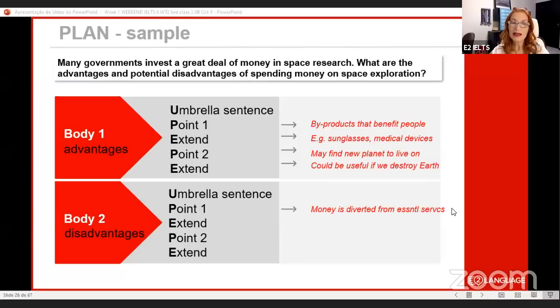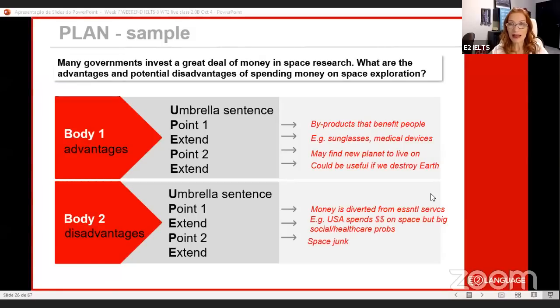Wonderful ideas. Body 2. So money is diverted from essential services. That's one disadvantage. As an example, the example can be fake, so just be careful not to have those very big general examples, like "according to our research" and so on. You should try to make your example a little bit more focused. In this case, the US spends lots of money on space, but there are big social and healthcare problems in the country. So suddenly this money, instead of being spent on space research, could maybe be dedicated to these problem areas.